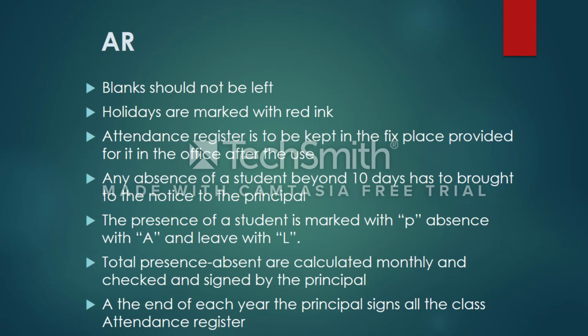Total presence and absence are calculated monthly and checked and signed by the principal. Total absence and presence are calculated each month, and at the end of the month the principal signs in the attendance register. At the end of the year, the principal signs all the class attendance registers. Means at the end of the whole year, the principal also signs each register of the class.